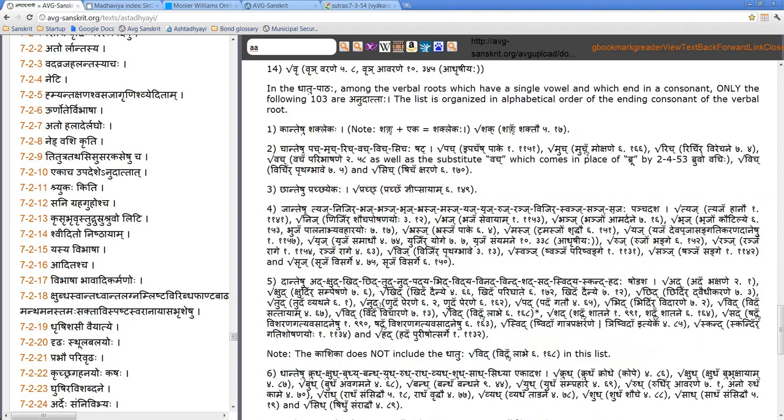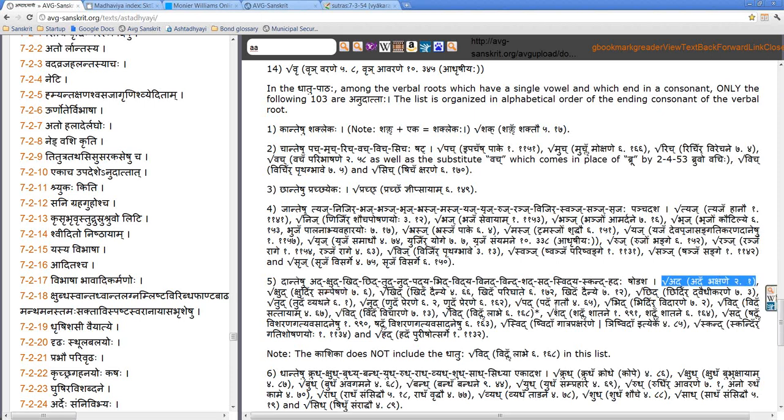Now danteshu, there are 16, shodasha. Ada, kshuda, khida, chida, tuda, nuda, padya, bhida, vidya, vinad, vind. One more time: ada, kshuda, khida, chida, tuda, nuda, padya, bhida, vidya, vinad, vind, shad, sada, svidya, skand, hada. Iti shodasha dhatavaha. So there are 16 dhatus ending in dakaraha, which are ekach in the dhatu pataha and anudattaha.